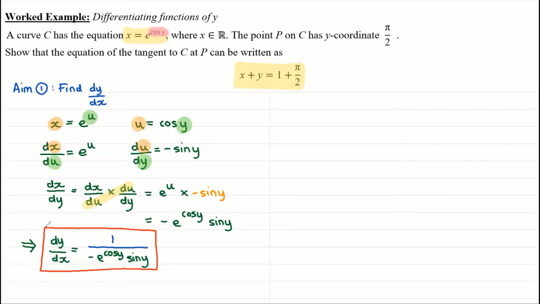Right, now then, we're given a y coordinate, which is very useful because we're going to need it. We don't have any x information here, although we could find it using the equation. We're given the y coordinate as pi over 2. Okay, that's fine. So let's substitute that into our dy by dx. So we're going to sub y equals pi over 2 into dy by dx. Okay, that's what we're going to do. Now, if we do that, what do we get? So we get dy by dx is going to equal 1 over, don't forget the negative, e to the cos of pi over 2.